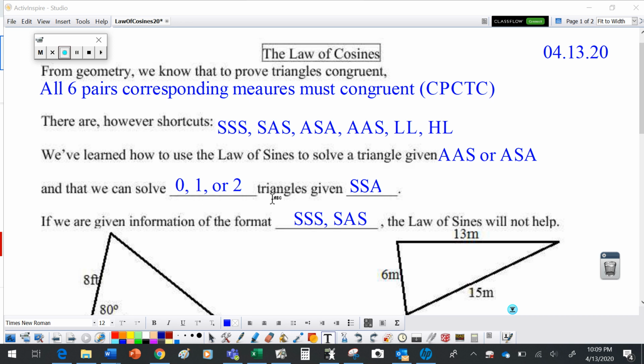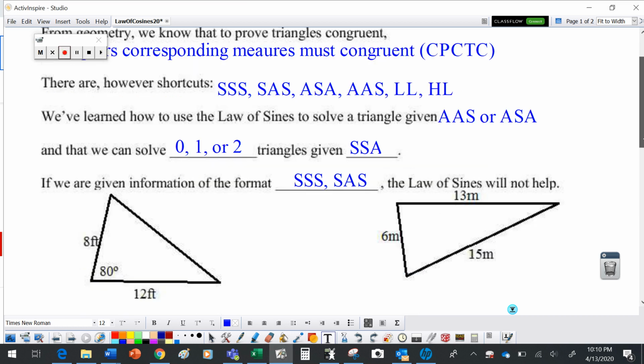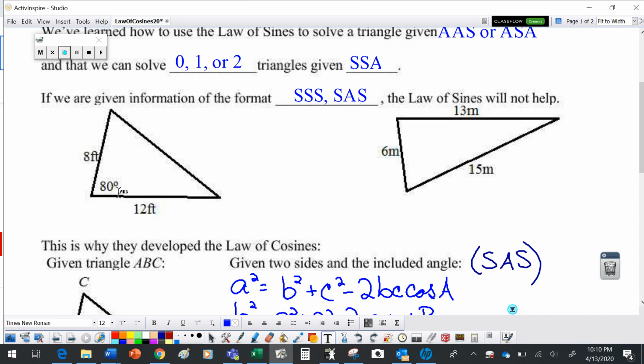We can solve triangles. We also looked briefly at side, side, angle, that's another way that we can solve triangles. However, if it is side, side, angle, that means we could have 1, 2, or no triangles at all. Now, that still leaves us with side, side, side, and side, angle, side. And with these two setups, law of sines is not going to help us to solve those triangles. So that's why they came up with the law of cosines.